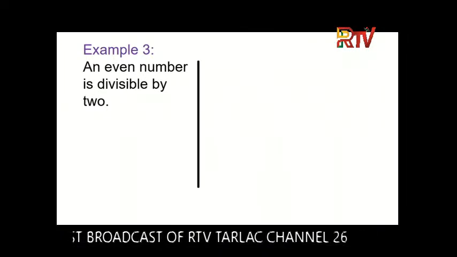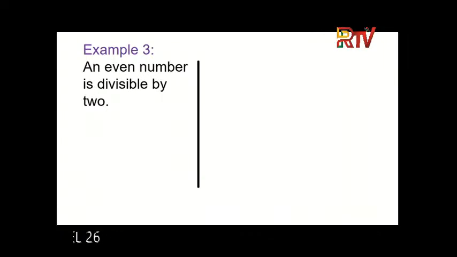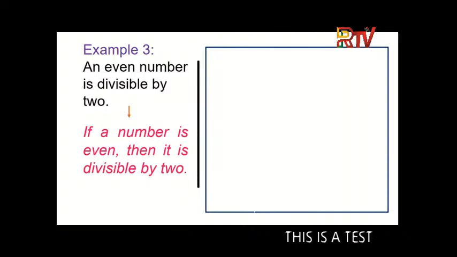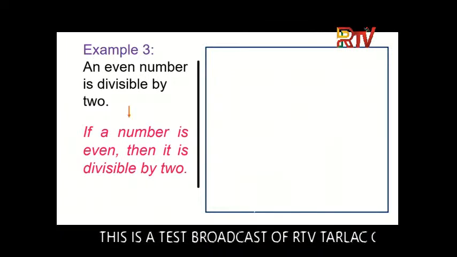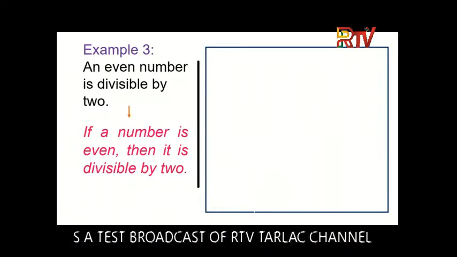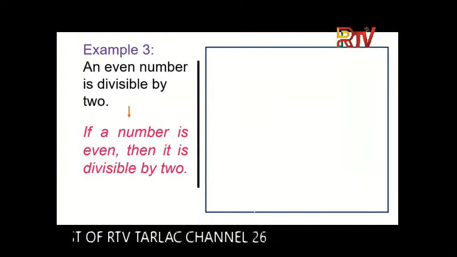What did you observe? It is not written as an if-then statement. Am I right? That's why, let us apply your lesson last week. We are going to write it as a conditional statement. When we do that, the result is, if a number is divisible by 2, then it is even.